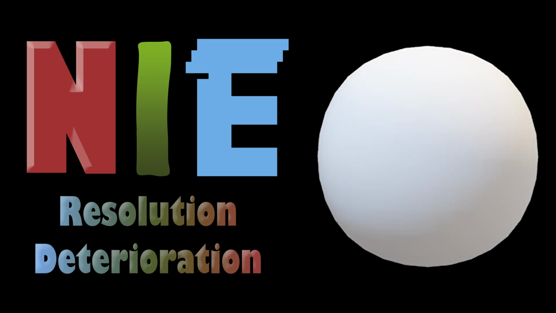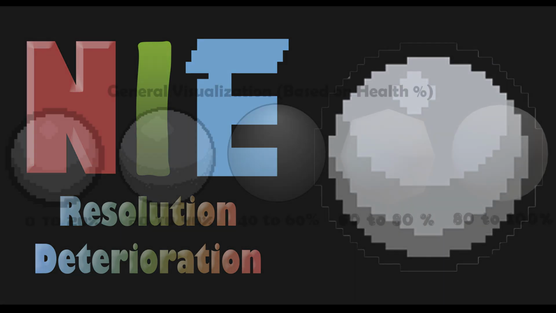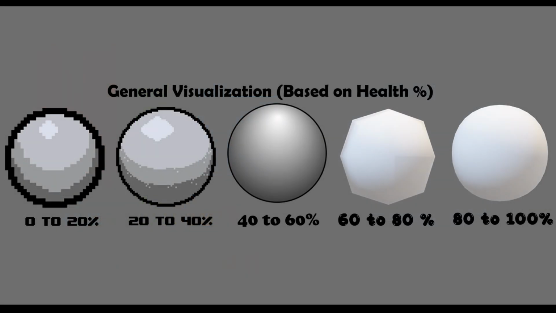You go from high poly 3D to low poly 3D to vector to high pixel to low pixel. The graphic on screen now is a general look at how this feature works based on health percentages. Resolution deterioration functionally inverses the evolution of video game graphics.